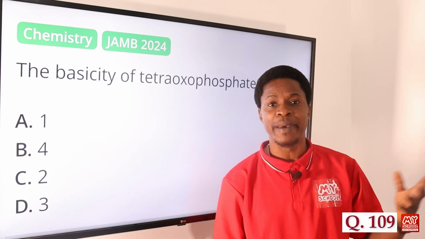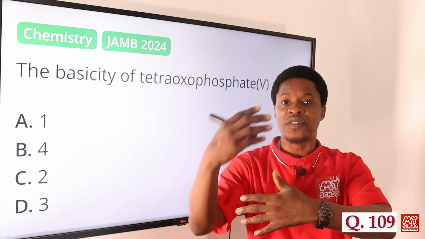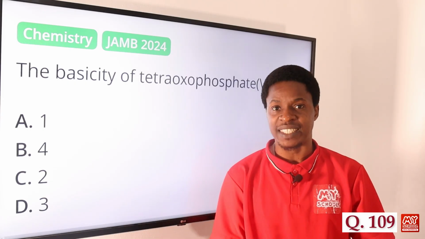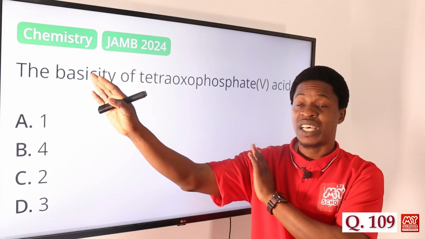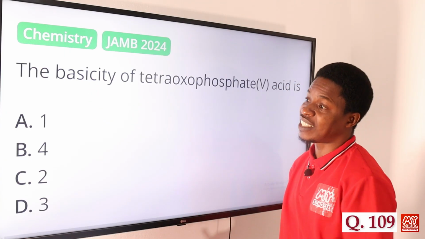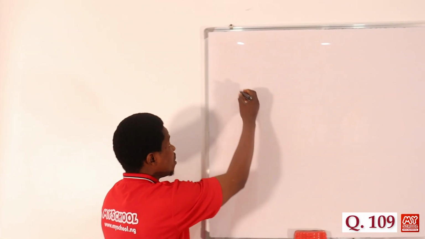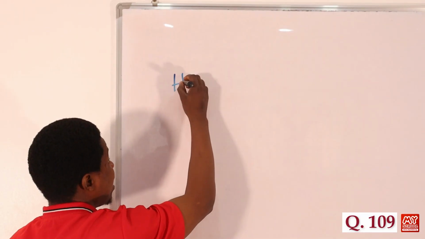If you are bringing in a metal to react with that acid to form salt, how many of the hydrogen ions can be replaced? That's what we talk about in basicity. And when we talk about tetraoxophosphate 5 acid, let's look at the board. Let's see the formula, because if you don't know the formula, you might have a challenge.